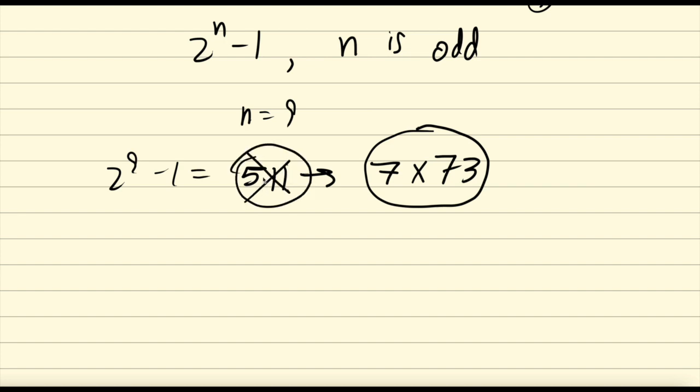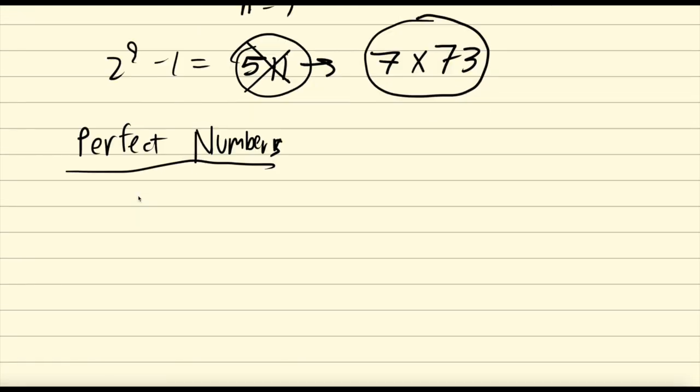Now you have a small grasp on what Mersenne prime numbers are. So now let's look at perfect numbers. What is the definition of a perfect number?